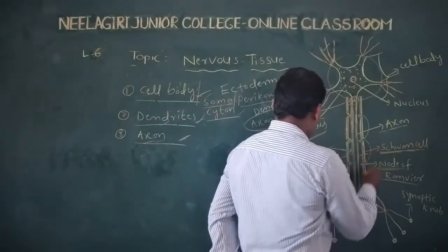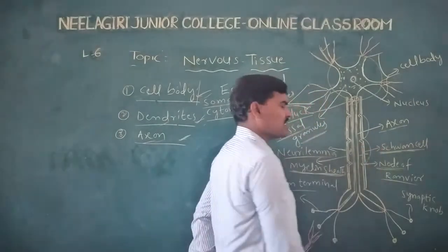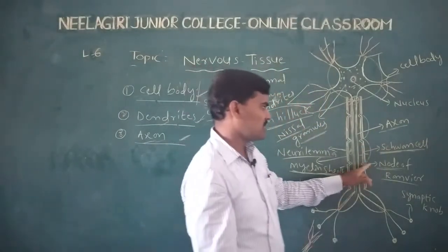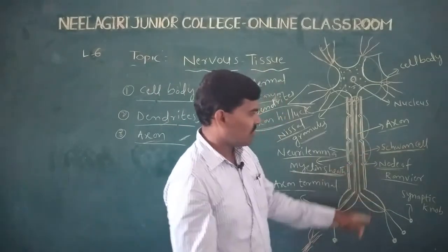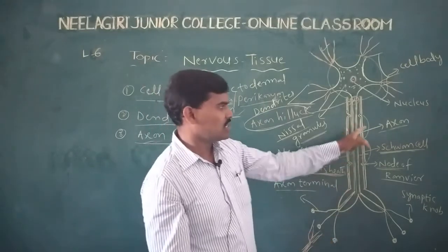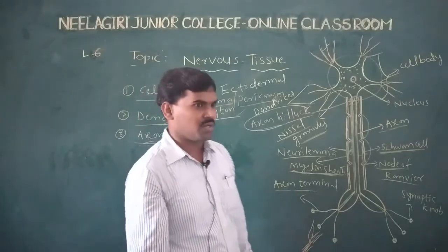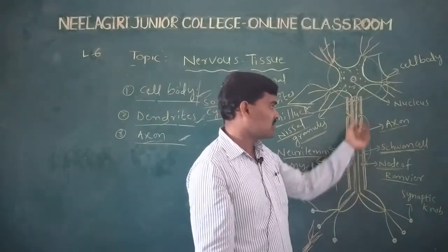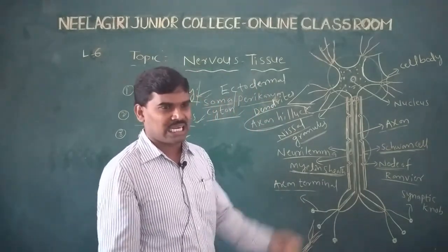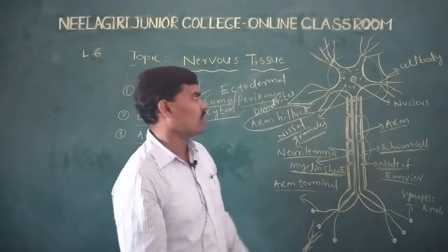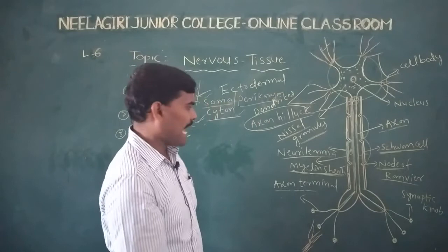In some places the myelin sheath is not present, and these places are called nodes of Ranvier. The nerve impulse jumps from one node to the next, increasing its speed from one neuron to another. The axon length can be up to 1 meter, from the brain to the foot. Finally the axon divides into axon terminals.